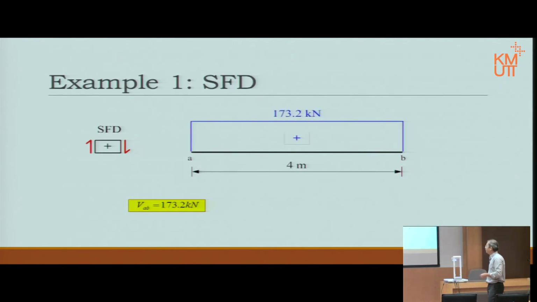Of course, if it's constant, therefore there is no peak, there is no zero. It is only one value in this case. So we can ignore step 2 and 3.